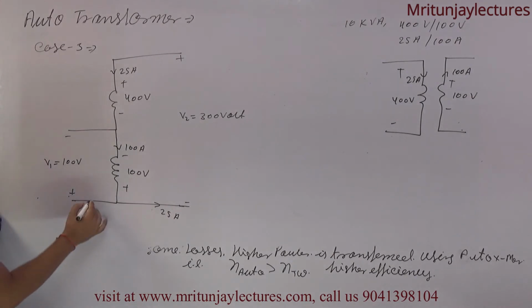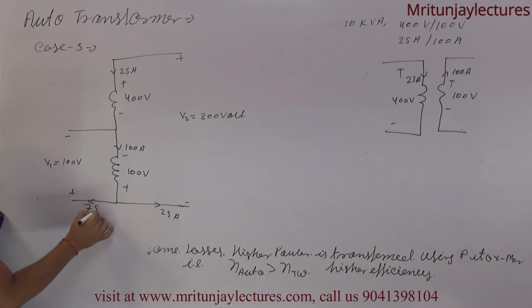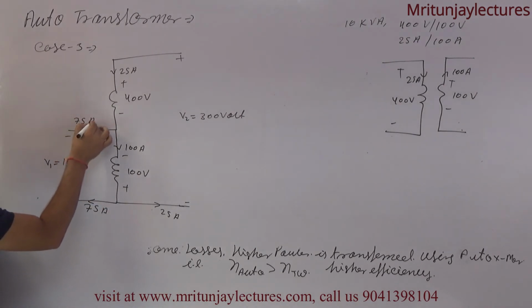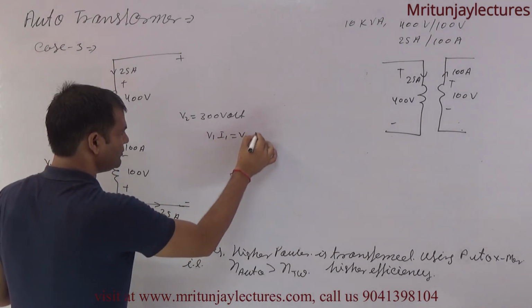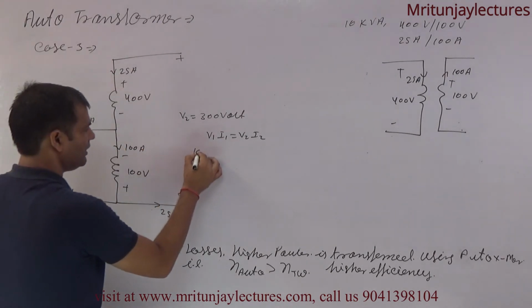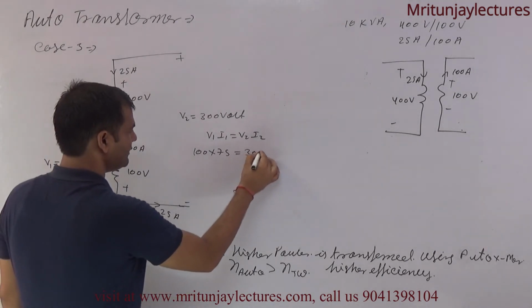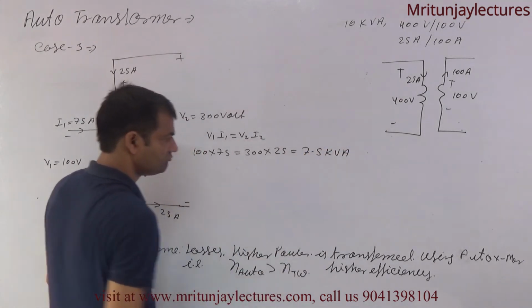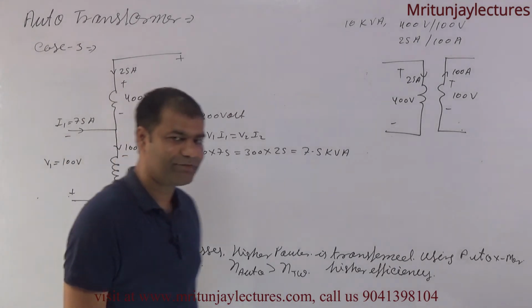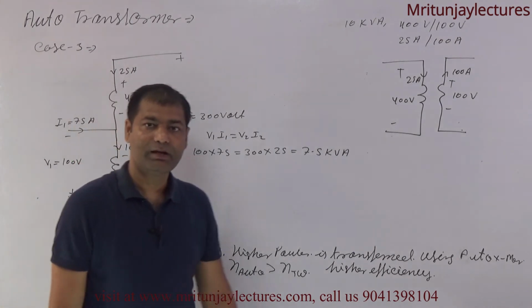Now it means if this is 25 ampere, that is 75. It means that is also 75 ampere, like this one. V1 I1 will equal V2 I2. V1 100 into 75 will equal, what about V2? 300 into 25, that is 7.5 kVA.